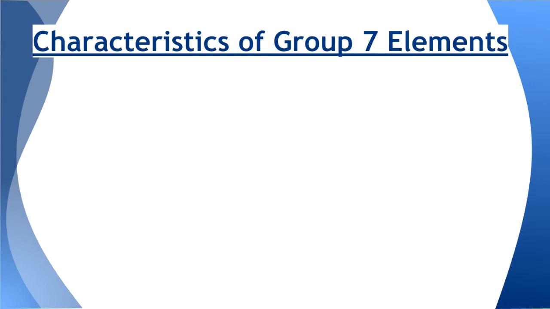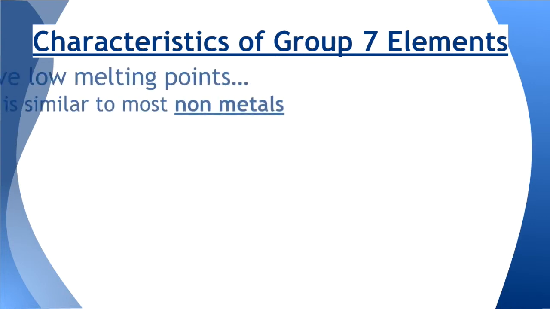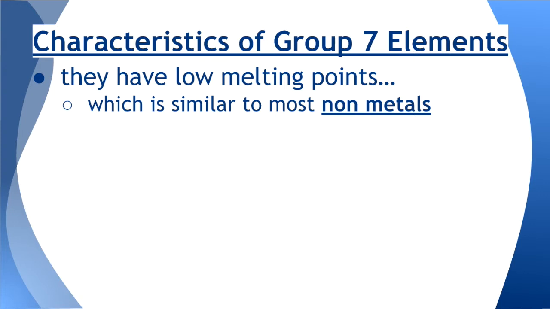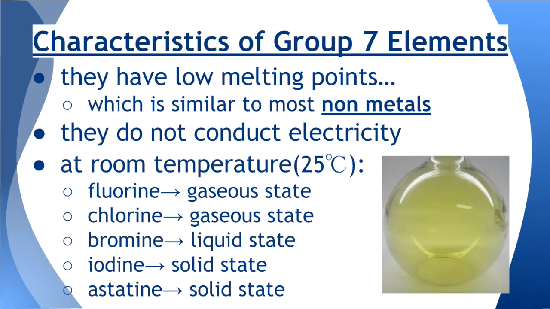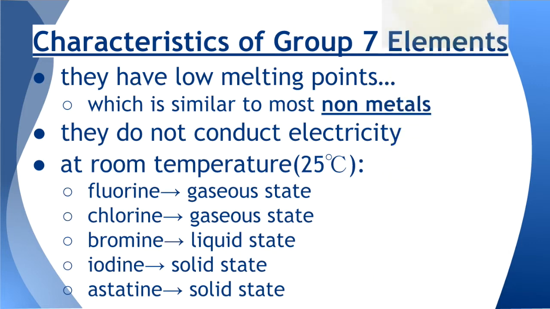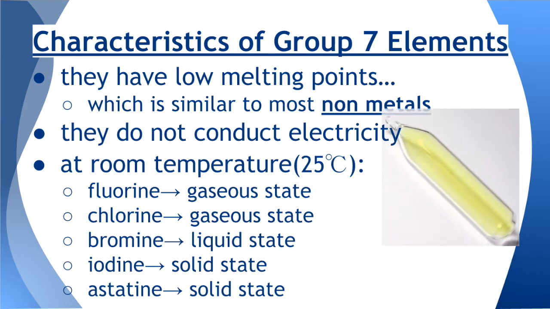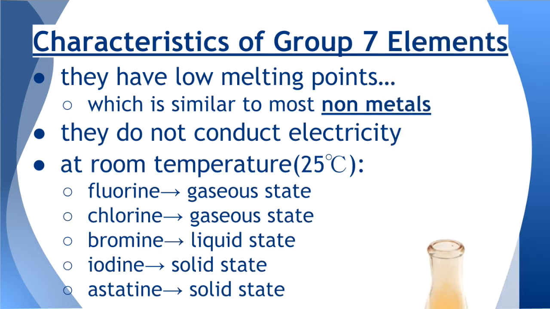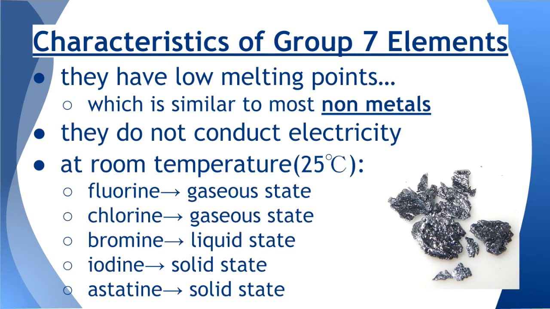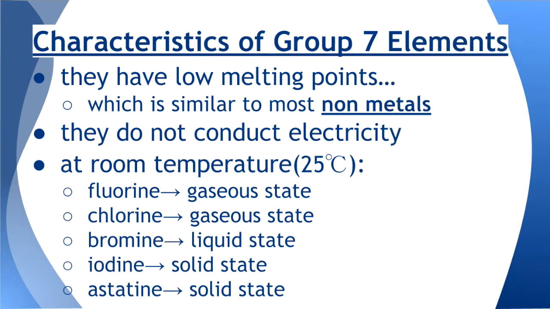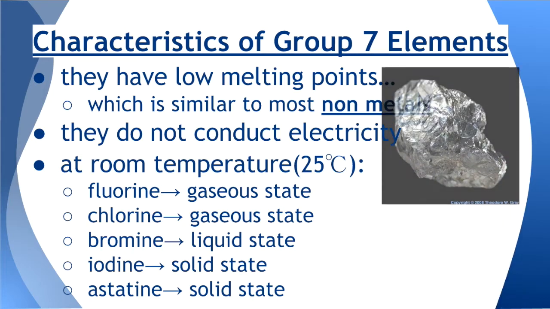Characteristics of group 7 elements. They have low melting points, which is similar to most nonmetals. They do not conduct electricity. At room temperature, which is considered as about 25 degrees Celsius, fluorine is a gas, chlorine is a gas, bromine is a liquid, iodine a solid, and finally astatine a solid also.